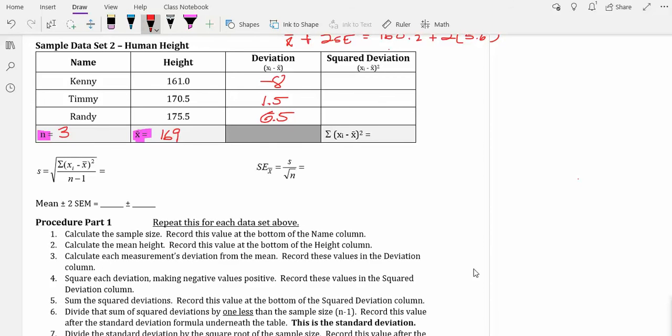Now we need to square those. So we need to calculate the squared deviation. So once again, somebody calculate it for Kenny, somebody for Timmy, somebody for Randy, and let me know in the chat who you're calculating it for when you give me the number. Also, keep in mind, it's going to be a positive number. And remember, you're just multiplying the deviation by itself, and that'll give you the squared deviation.